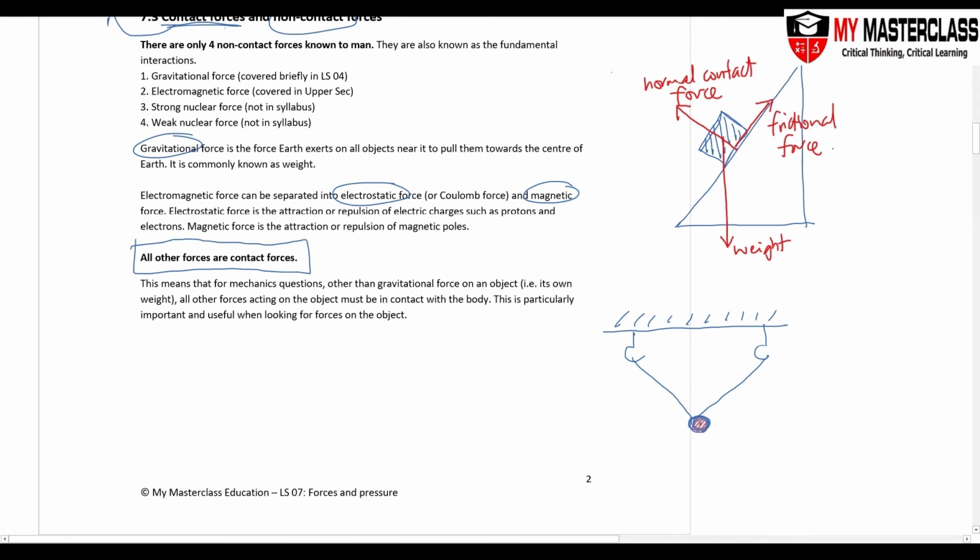First, draw weight. Weight must be vertically downwards. Next, are there any charges? Are there any magnets? No. So no electrostatic, no magnetic force. I'm done with non-contact forces already. I'm looking out for contact forces. What is my ball in contact with? It is in contact with the string. So the string will exert this force called tension.